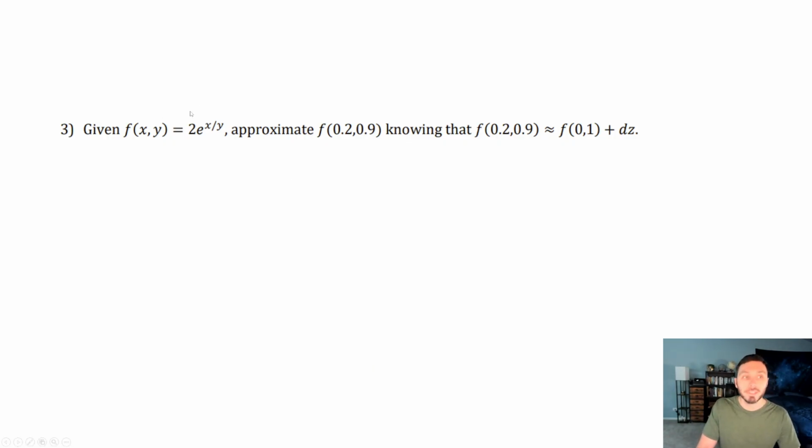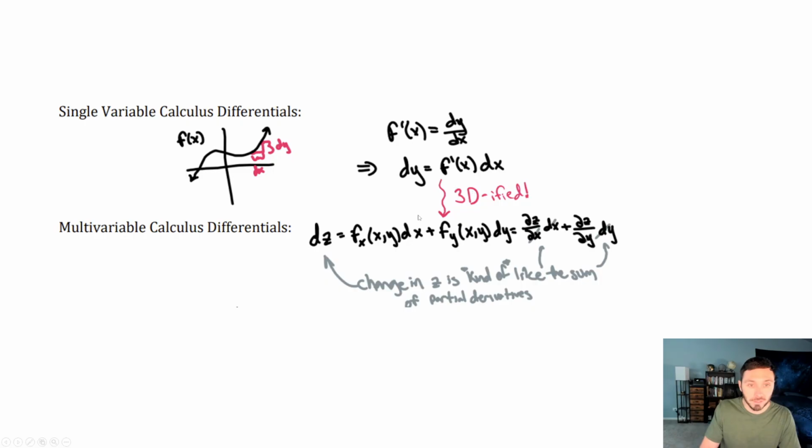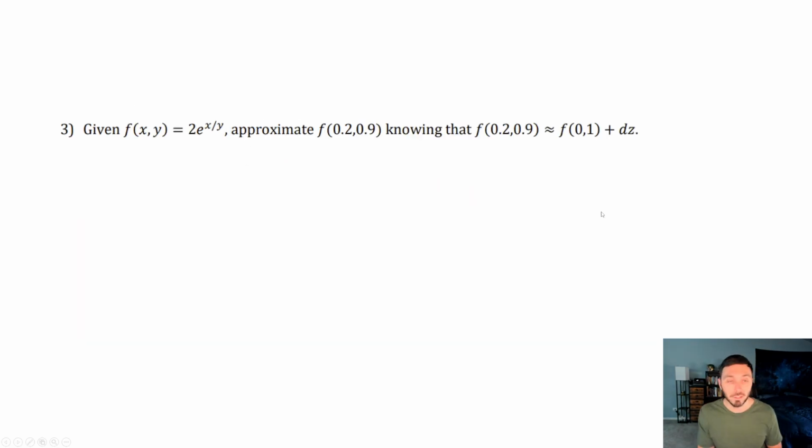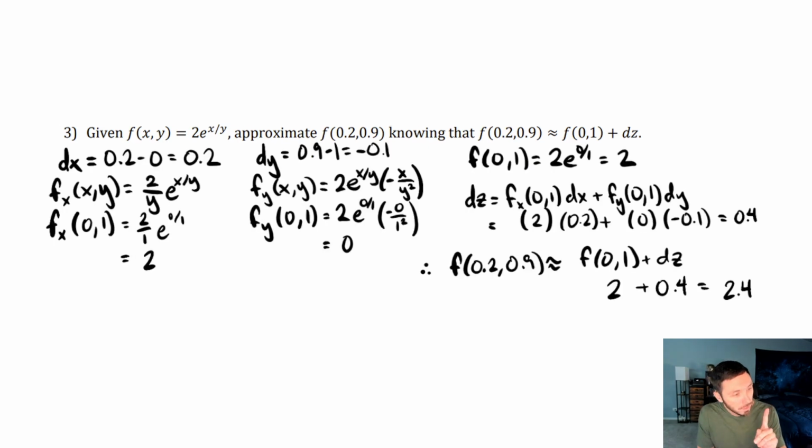So here is our last function of several variables, just 2. If I wanted to approximate f(0.2, 0.9), I can use the fact that f(0.2, 0.9) is like f(0, 1), plus that tiny little change in z. That tiny little change in z is the partial derivative with respect to x times dx, your change in x, plus your partial derivative with respect to y times dy, your change in y. So I'll show you what this is going to look like. You can play with it if you'd like to.